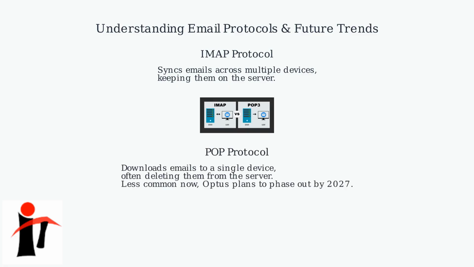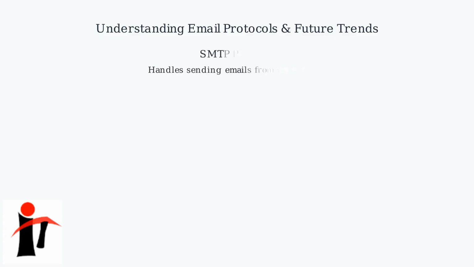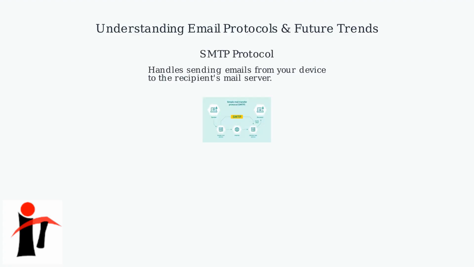POP, or Post Office Protocol, downloads emails to a single device and typically deletes them from the server. This protocol is becoming less common, and Optus plans to phase it out by 2027 in favor of more modern alternatives. SMTP, or Simple Mail Transfer Protocol, is responsible for sending emails from your device to the recipient's mail server. It's the protocol that makes outbound email delivery possible.